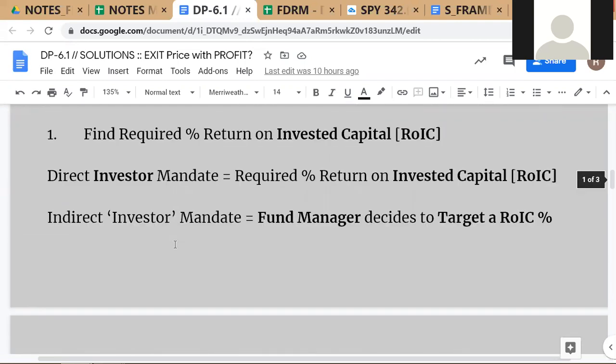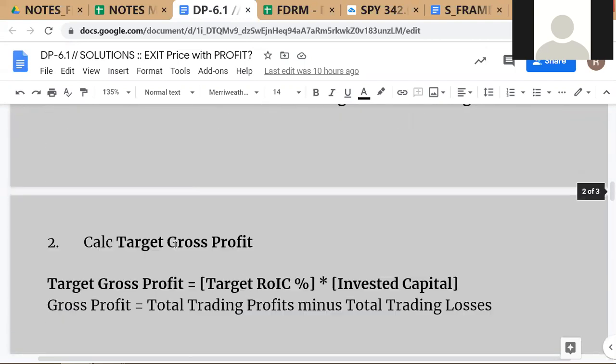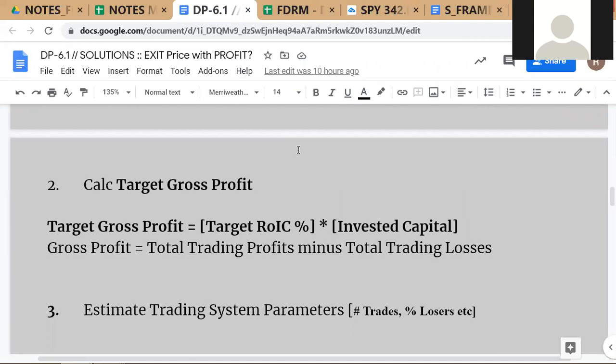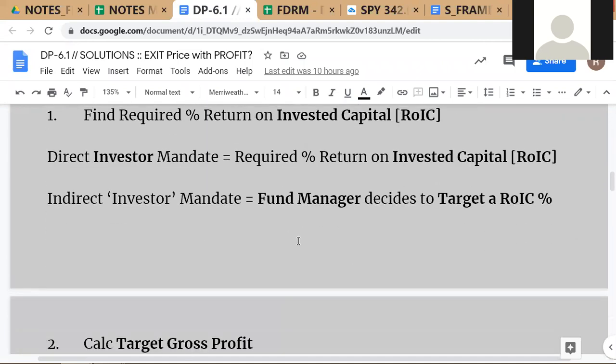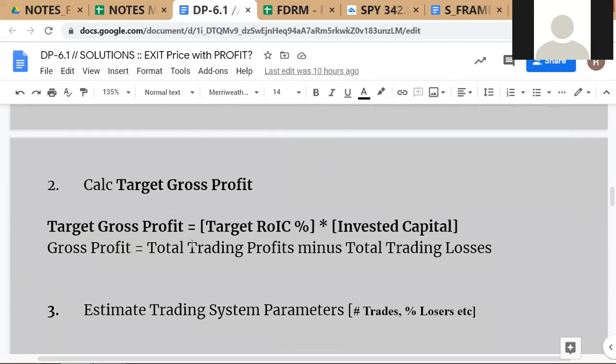Once you get the required ROIC, you calculate the target gross profit. This is all for any given period. I'm not writing that, it's understood. Everything is for a given period. Calculate it. How do you calculate gross profit? This is the definition of gross profit.